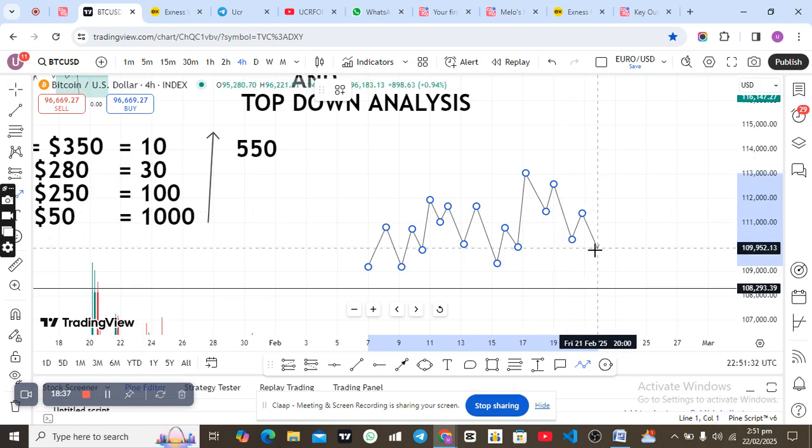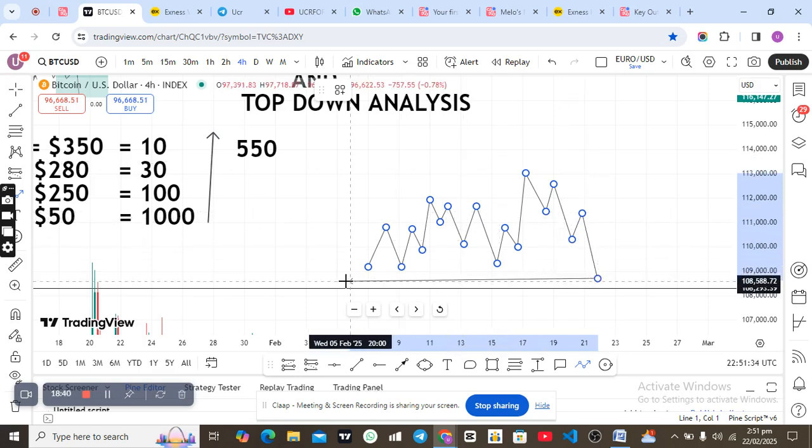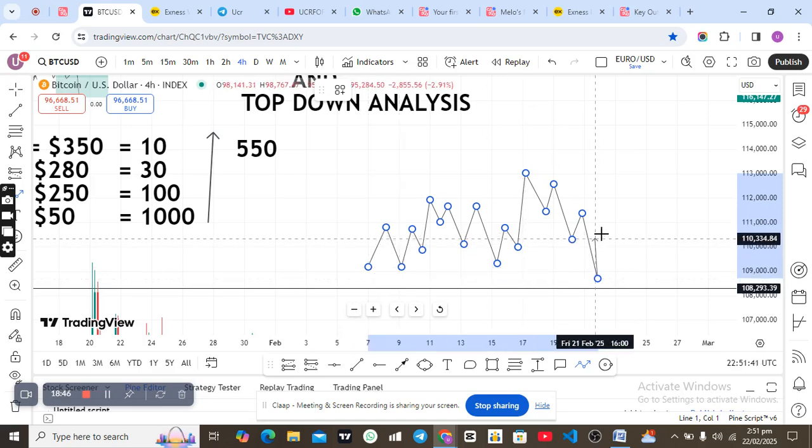All of a sudden, price dips in and clears all their stop losses, and did what? Cleared all their stop losses like this. When price cleared all their stop losses, the next thing you start seeing is price pushing to the upside like this.